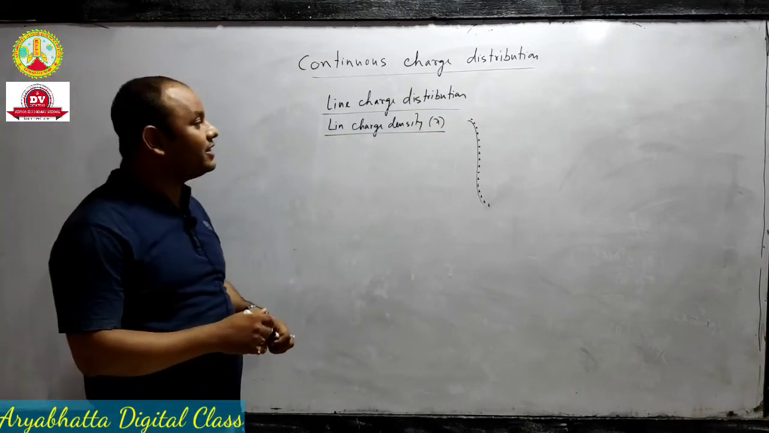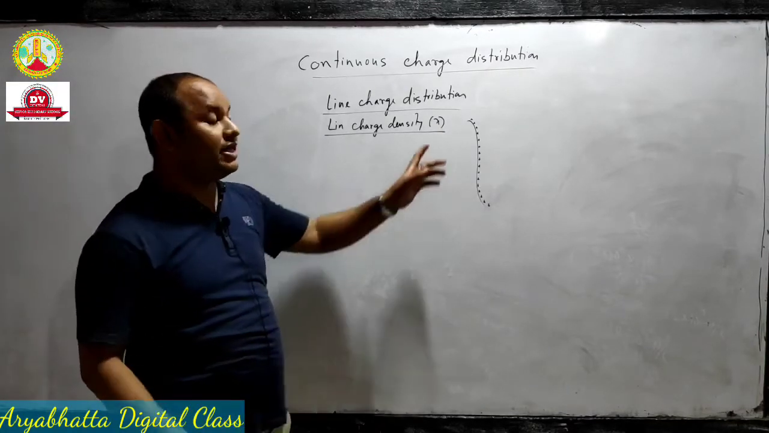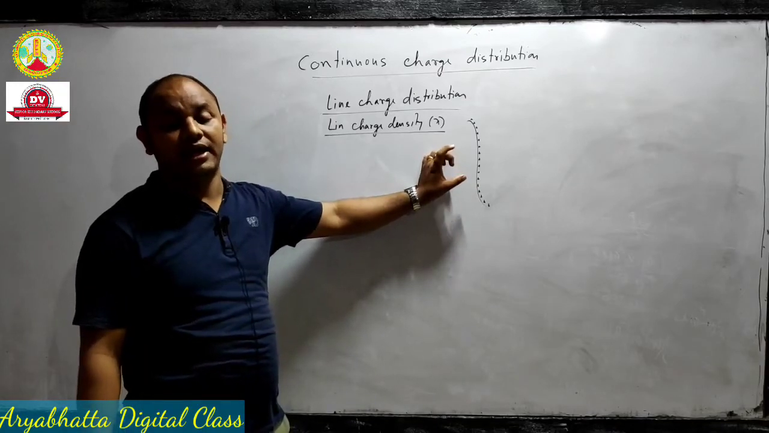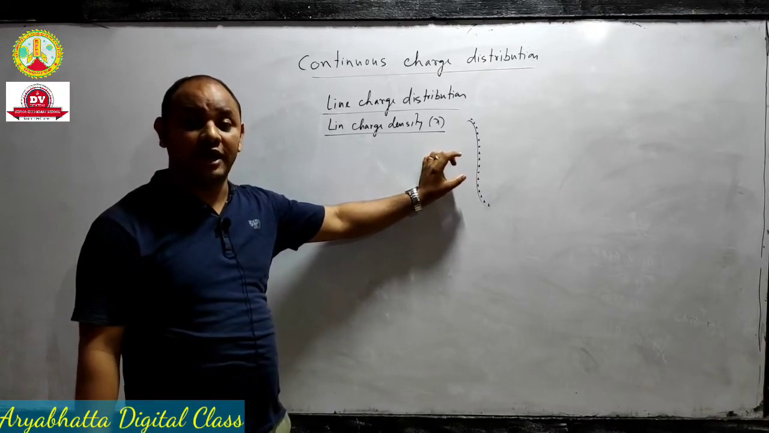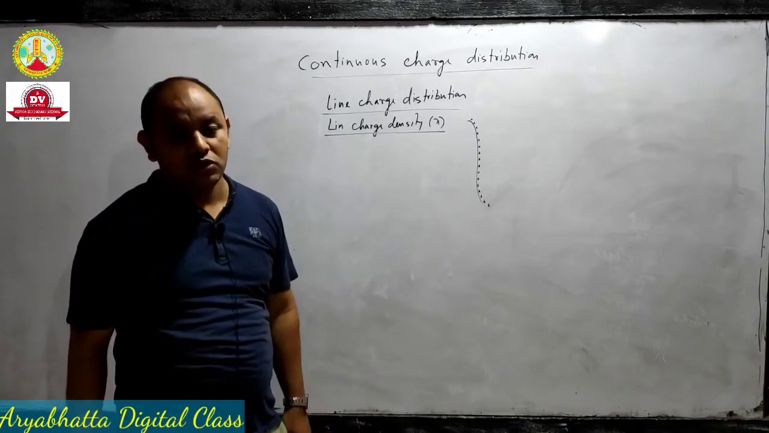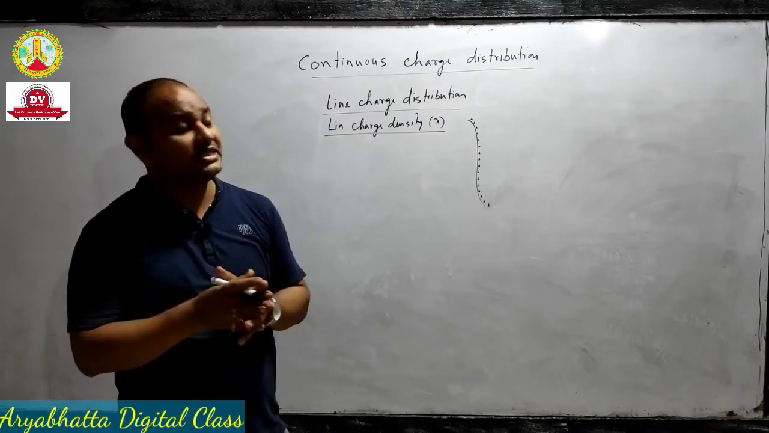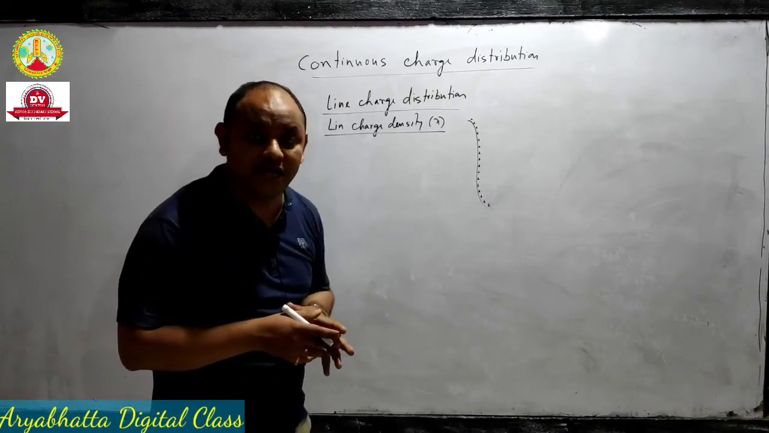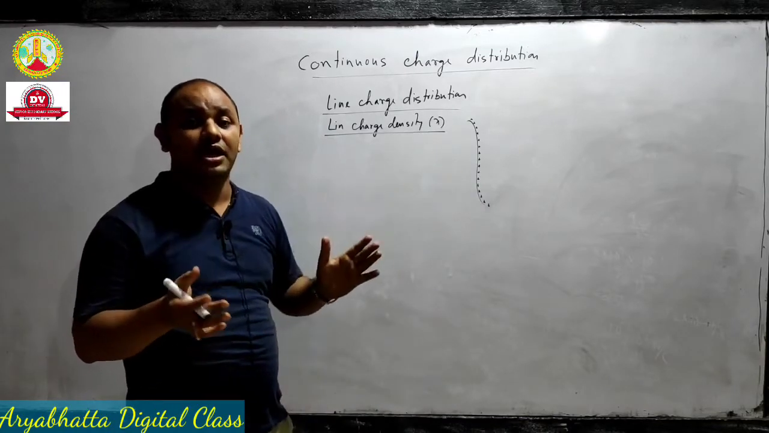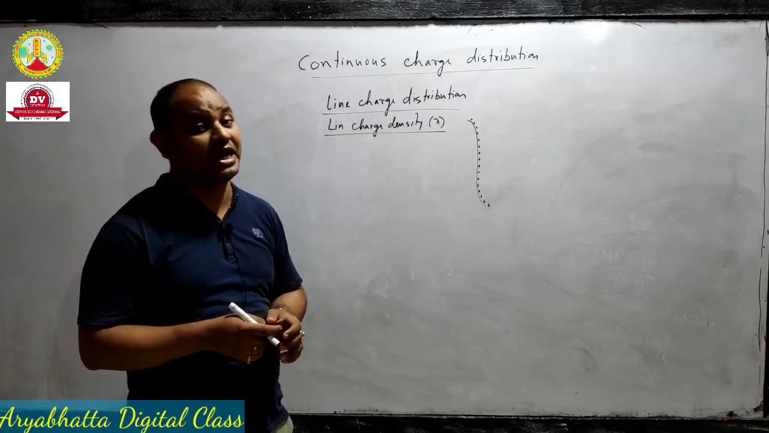So what is line charge density? Line charge density at any point on a line is the number of charge contained per unit length at that point.